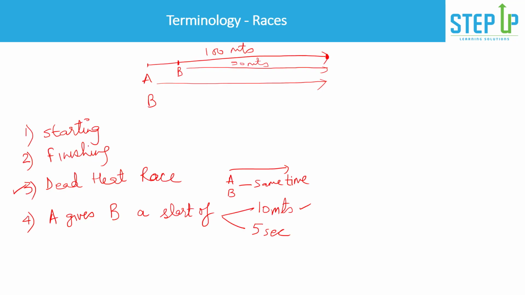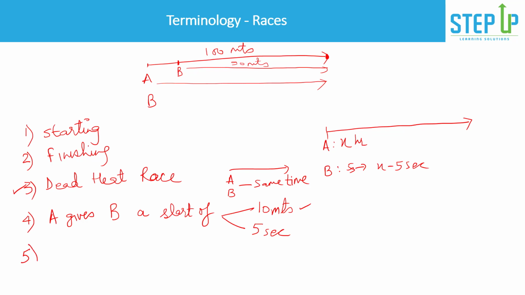Similarly in time, if we say A gives B a start of 5 seconds, this means that if A starts running at X hour, B will start running 5 seconds early. That means B will run for 5 seconds first, and then A will start running. So if A starts running at X, B would have started at X minus 5 seconds. This is what this means.